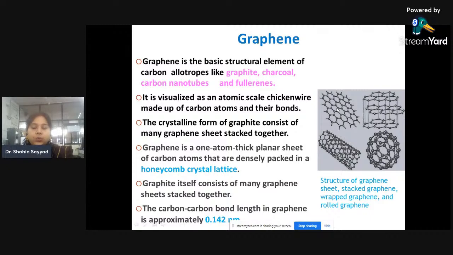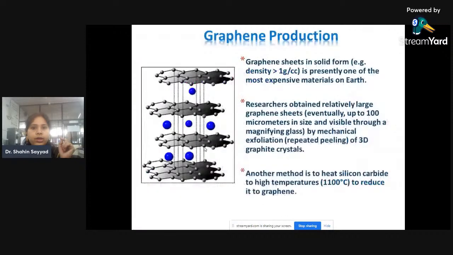What is graphene? It is a one-atom-thick planar sheet of carbon atoms that are densely packed in a honeycomb crystal lattice. They can be stacked, wrapped, or rolled. Graphite itself consists of many graphene sheets stacked together, and the carbon-carbon bond length in graphene is approximately 0.142 nanometer.